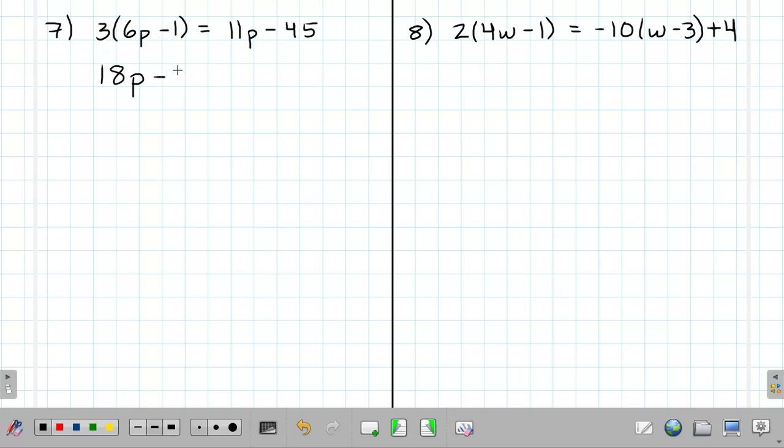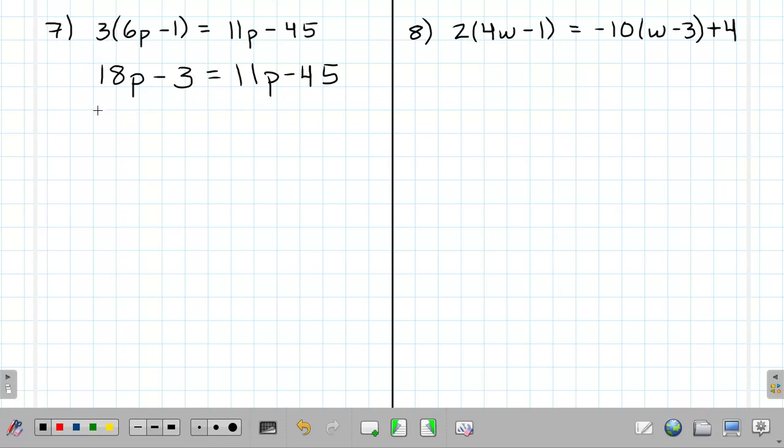Minus 3 times 1 is 3. And then everything else stays the same. So there's step 1, distribute. We still have no step 2, so there's nothing I can combine over here. There's nothing I can combine over here, so we just go straight to step 3.